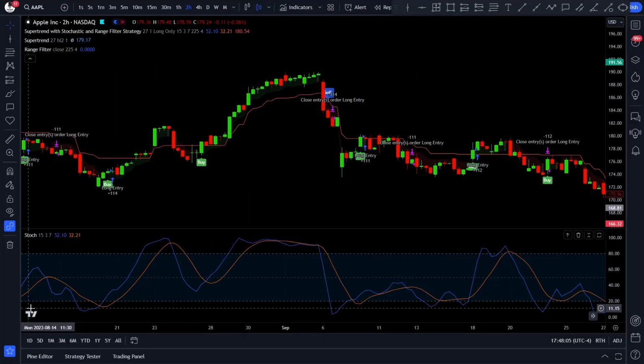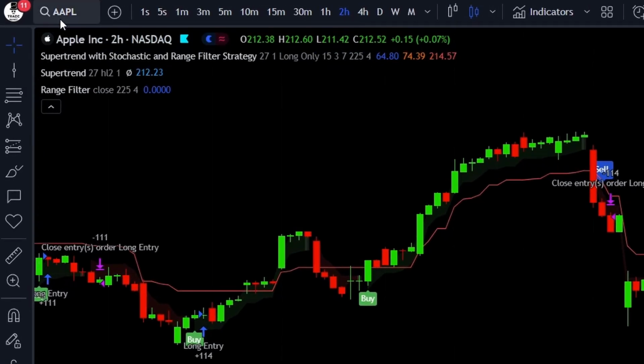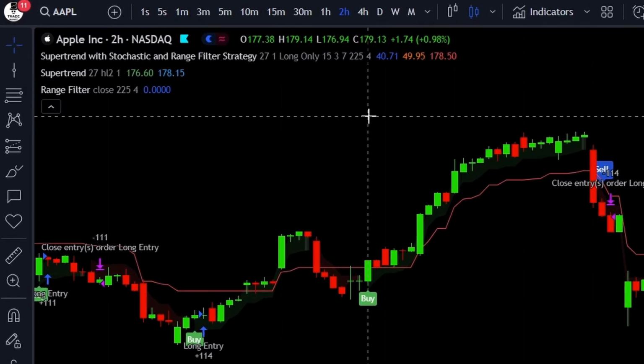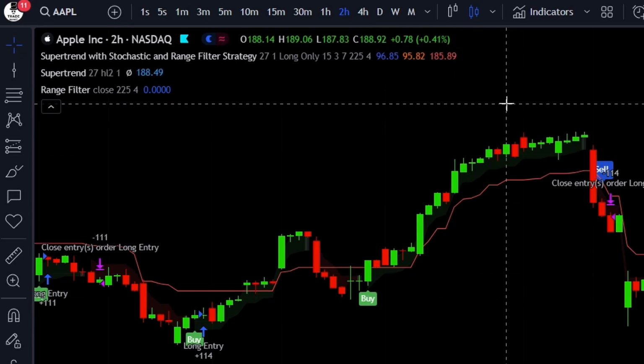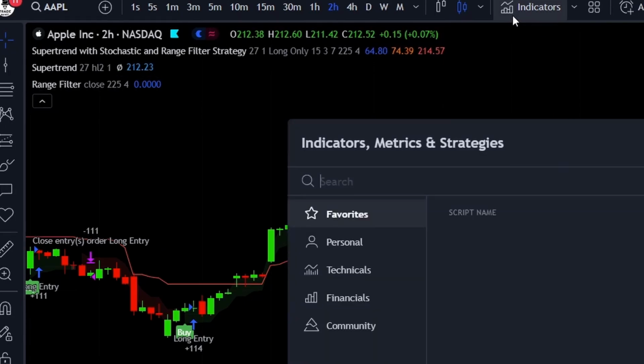For this strategy, head over to TradingView, then set up the Apple 2-hour chart. But technically this strategy works on many other stocks, but I will demonstrate on the Apple 2-hour. Now let's set our indicators.